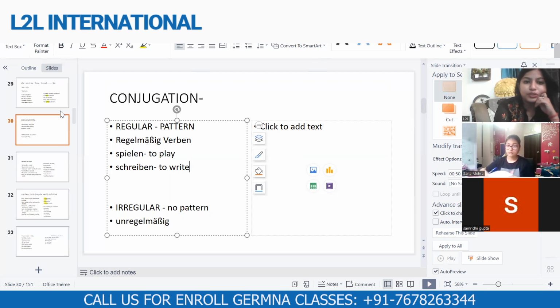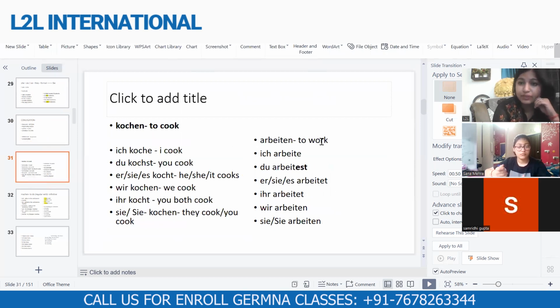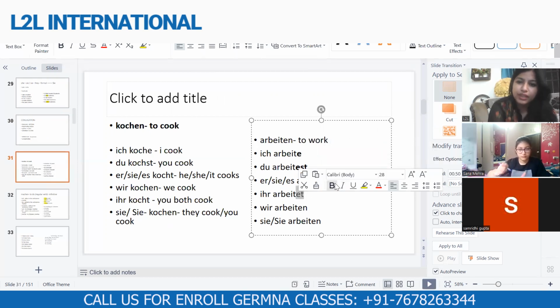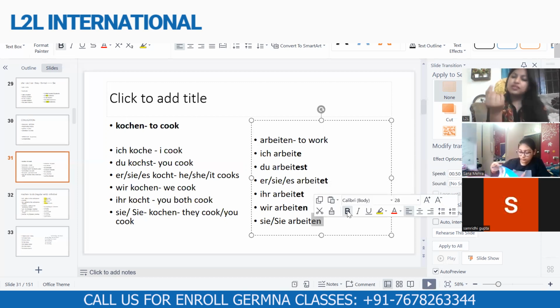Okay, one thing I would like to clarify here. This arbeiten is not exactly a regular verb, and not exactly an irregular verb, because you can see the others were already following the rule. So it is somehow both regular and irregular. It behaves like a regular verb by following the pattern, but a few small changes can be there.